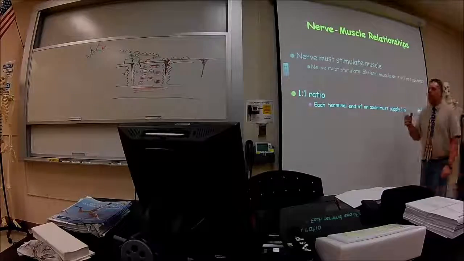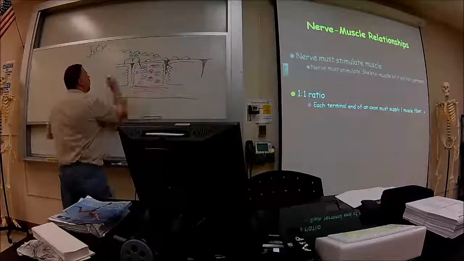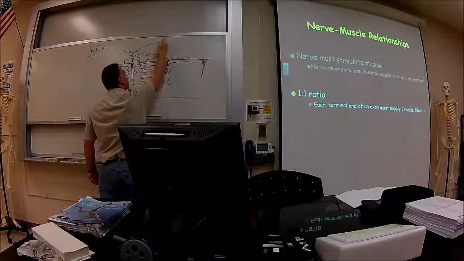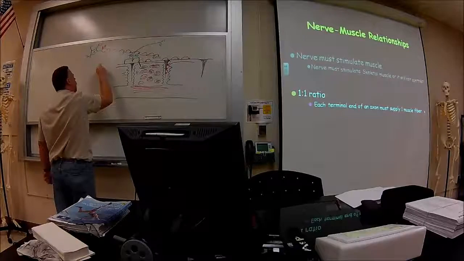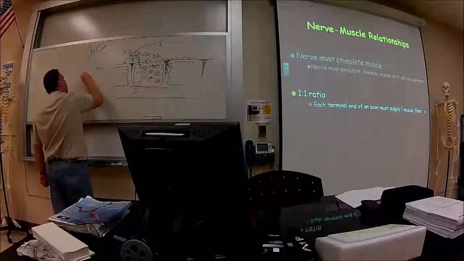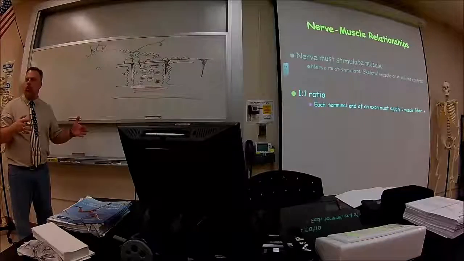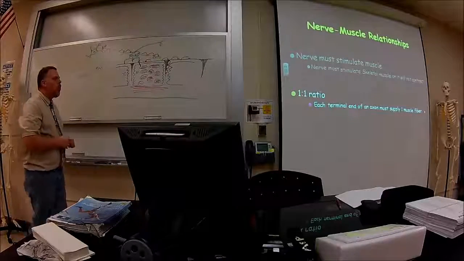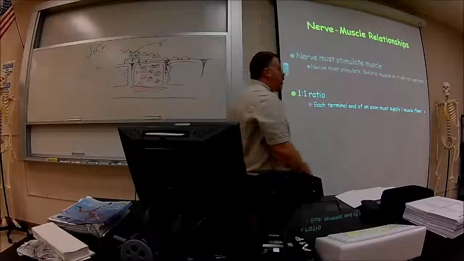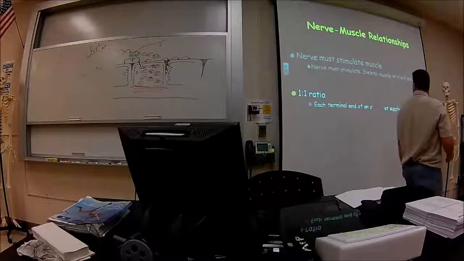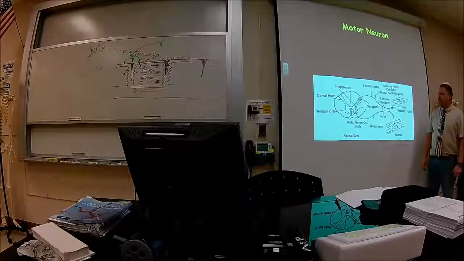Now you could have this going to another muscle fiber. We could have another one going over here to another muscle fiber, and another one over here to another muscle fiber. They won't go to a nerve. It'll either go to a muscle or go to a nerve. Does that make sense? So each terminal end needs to go to a muscle fiber. Okay? So a motor neuron is this.